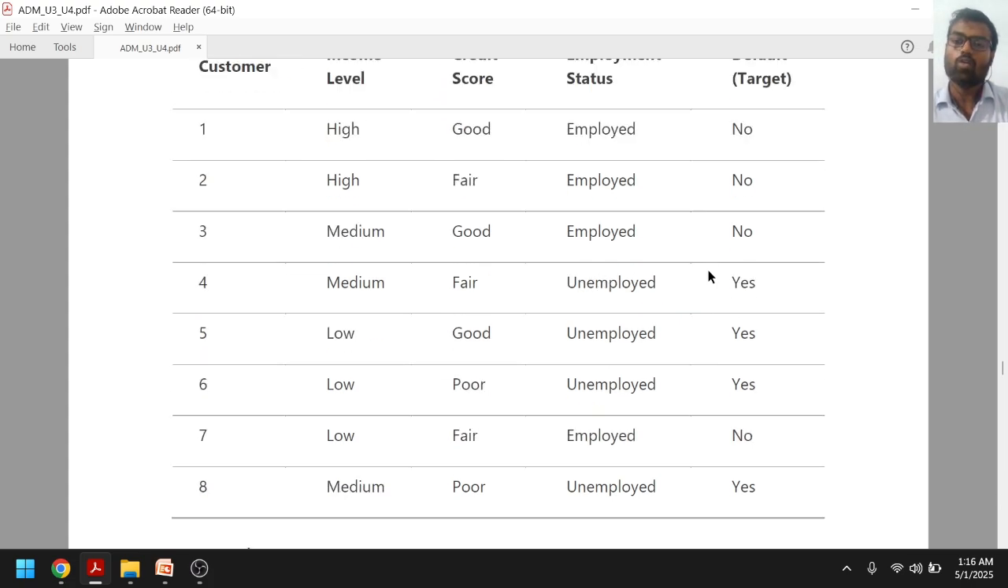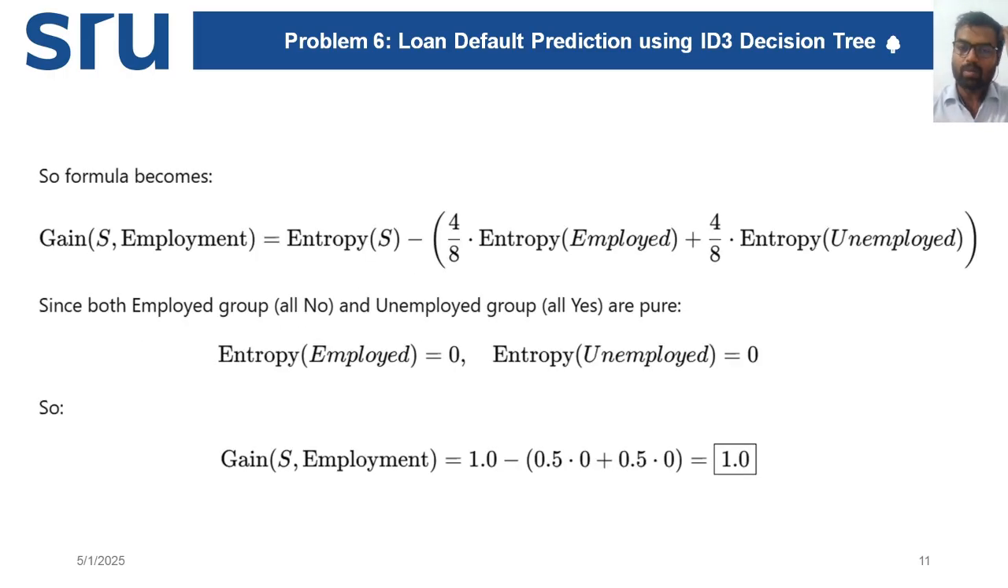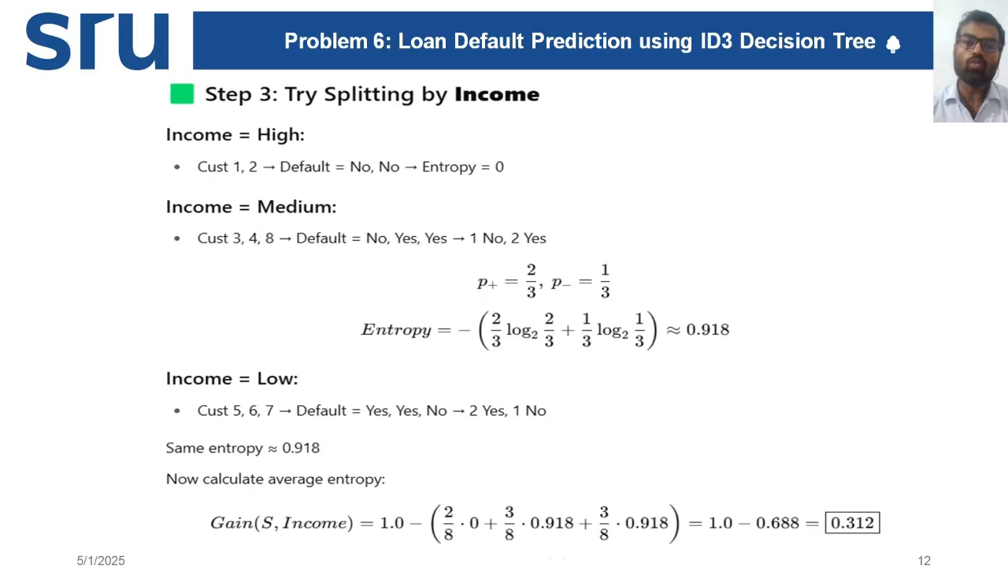What loan is going to be paid or not, that's what we are looking at, right? So based on that, we are looking at the total entropy, and now we are getting a gain of 1.0. Based on that, we say employment is the root node here directly.